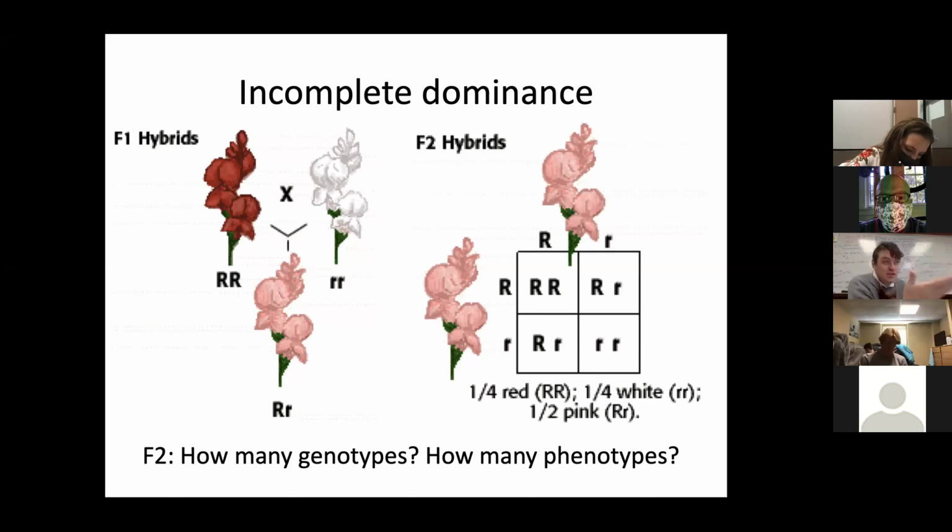Sometimes this situation can arise when the amount of pigment that's produced depends on the number of genes involved. In this case, there's only one gene, so you either have half the amount to get red, so you're pink, or you have the full amount to get red, so you're totally red.